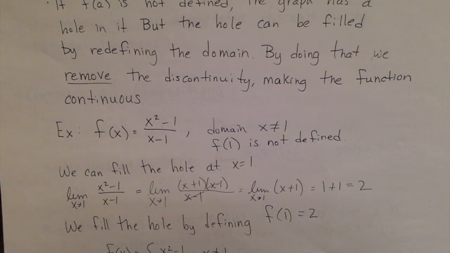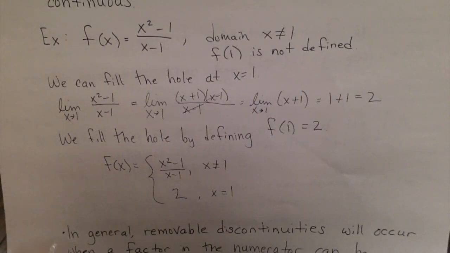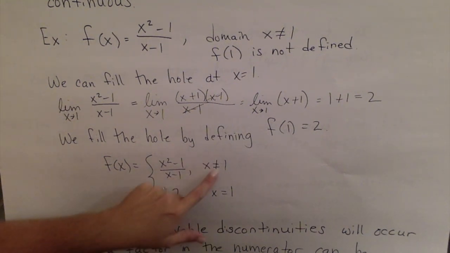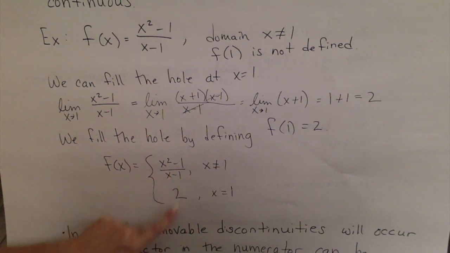Okay, and now we have written our function f of x. This is now a continuous function because even though this is not applicable when x is not equal to 1, because it's undefined, we have now defined what's happening exactly at x equals 1. So we filled that hole and it's now continuous.